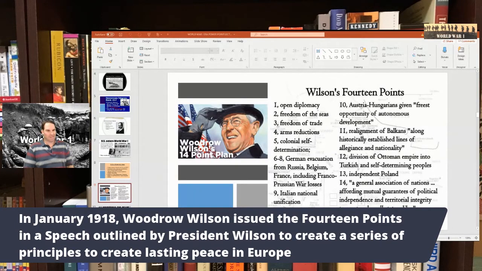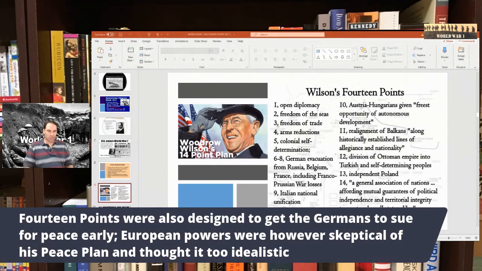It was a series of 14 principles, and the idea was to create a lasting peace in Europe and to prevent world wars like this from breaking out. Also, the 14 points were designed to get the Germans to sue for peace early. They were hoping to get them to stop the war early because it had already dragged on too long, with too many casualties.